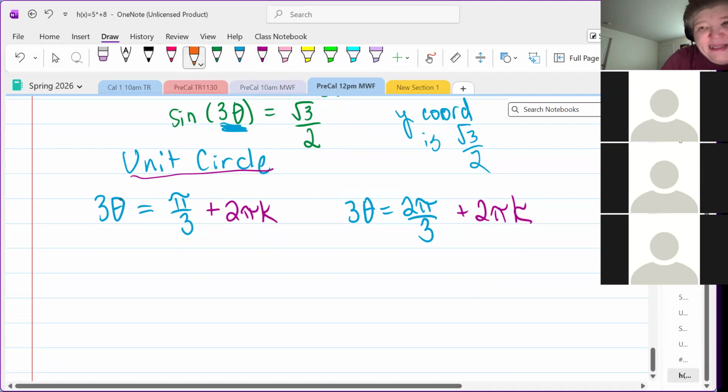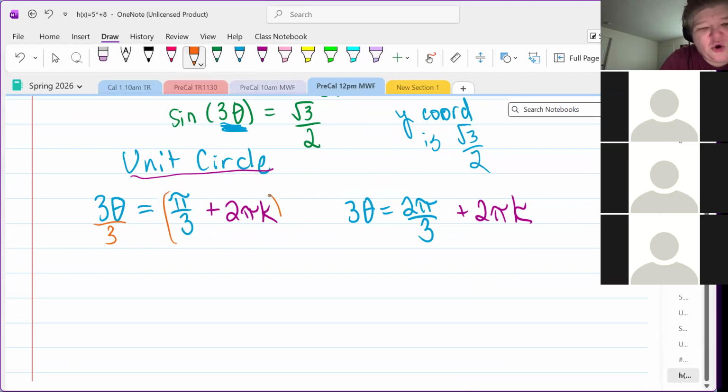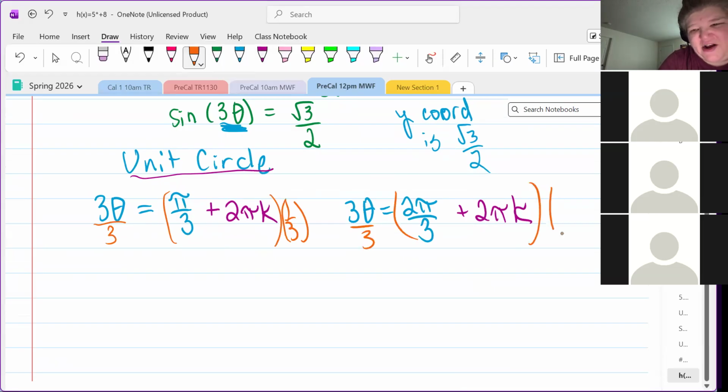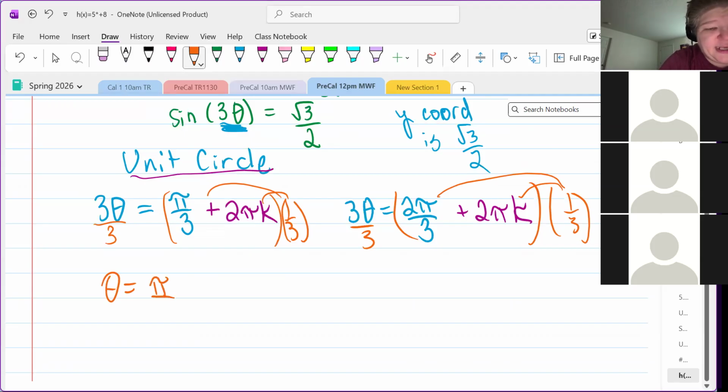Now I'm getting theta by itself, so I need to get rid of that 3. So I want to divide by 3. Over here, I can write it as all over 3, or I can write it as all times 1/3. And since I've got fractions and addition in there, I usually like to write it as a number to the side that's being multiplied, because that number is going to need to distribute across the addition. So I finally have theta by itself. Pi over 3 times 1/3 is pi over 9 plus 2 pi k over 3.